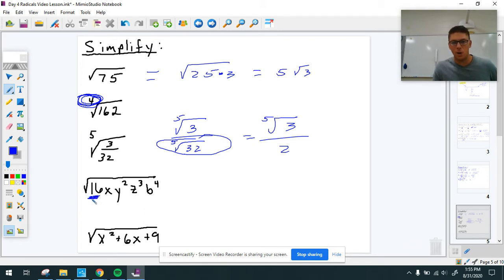But one thing to note, this 16, just simplify that and call it a 4 out in front. Then do the same thing with the x, the y, the z, and the b, and just take out what you can, leave in what stays. On this next one, since it's all separated by addition here, we cannot individually square root them. But what we can do is call this x plus 3 squared in factored form, and now those simplify to just be x plus 3.